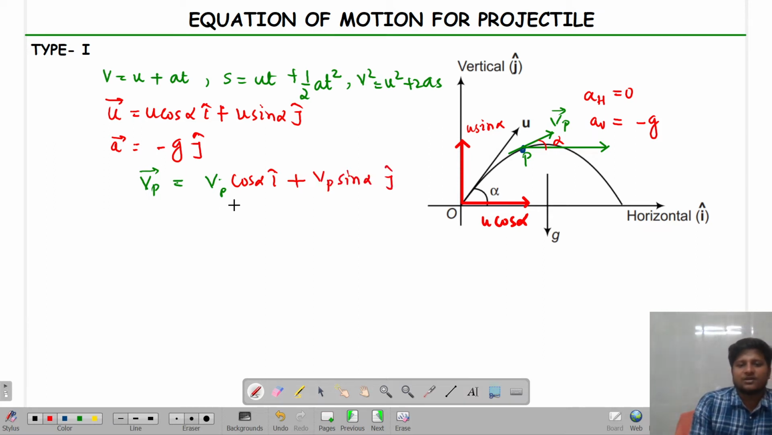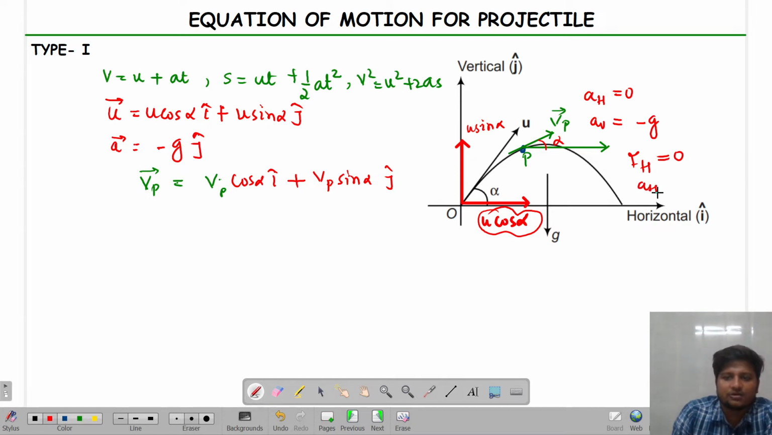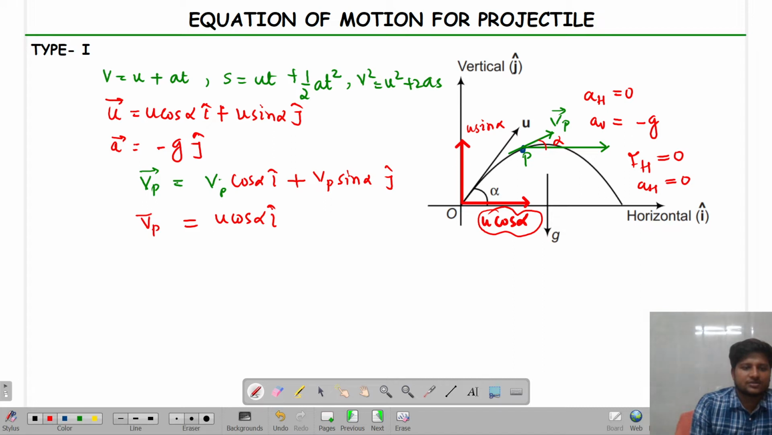Now this V of P cos alpha can be written directly. You know that during projectile motion one thing is constant, and that is the horizontal velocity, because force in the horizontal is zero. So acceleration in the horizontal is zero, and therefore there is no physical quantity which can change the velocity in the horizontal. So Vp cos alpha is equal to u cos alpha i cap. Call this angle alpha prime, guys.